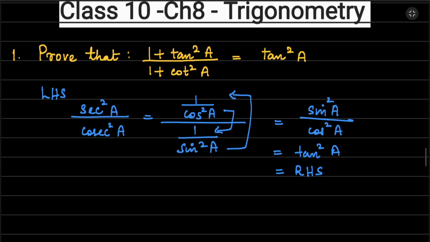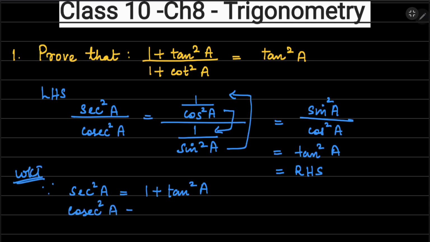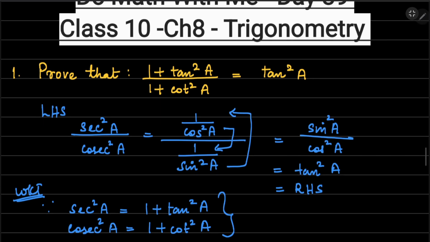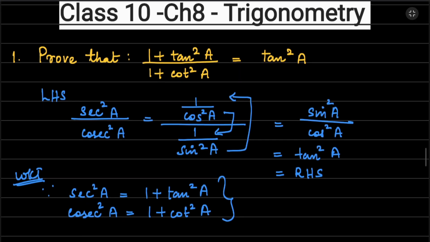But for that, one of the identities that you should know is this: secant square A is equal to 1 plus tan square A. Okay, you should know. And you should also know cosecant square A is equal to 1 plus cot square A. So these are identities that you have to learn for this specific question. Hope you understood. Let's move on to the next one.